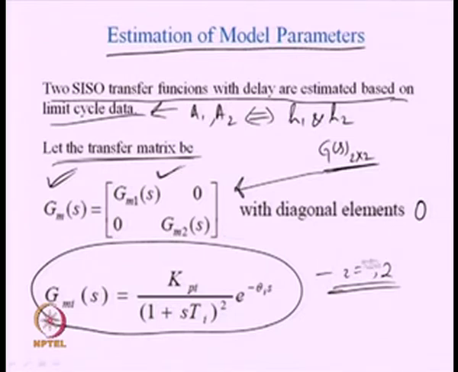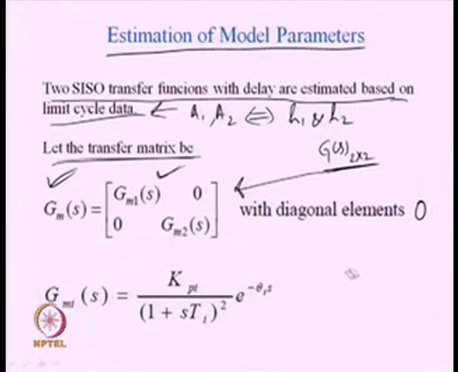Now, the transfer functions have the parameters steady state gains given by Kp1 and Kp2 for the two loops and the time constants given by T1 and T2 for the two loops and the delays given by theta1 and theta2 for the two loops.